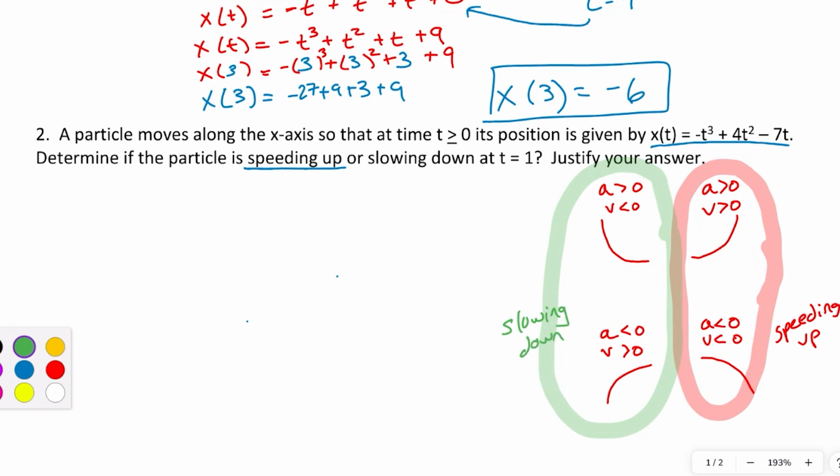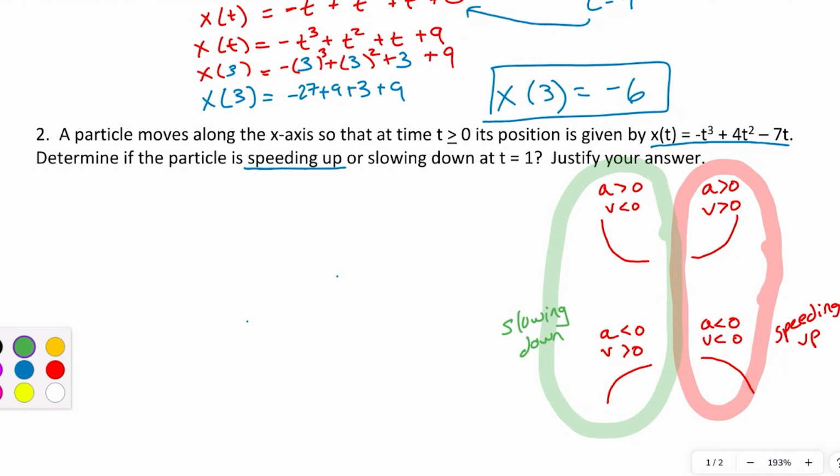One way to think about it is: is the velocity getting closer to being 0, or is it moving away from 0? If it's getting closer to 0, the object's slowing down. If it's moving away from 0, positive or negative, it's going to be speeding up.